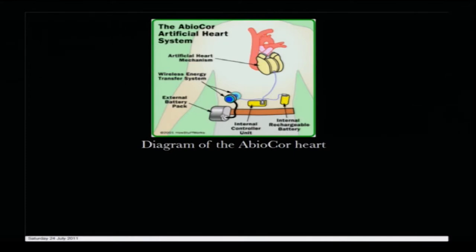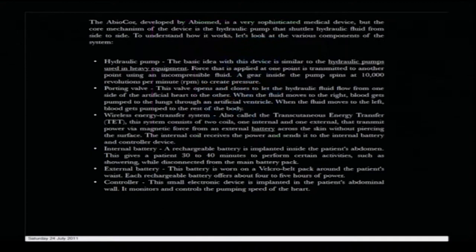There is an external battery pack outside your body. This is under the extreme situation, where your heart is not functioning. It has internal rechargeable batteries, an internal control unit, and wireless energy transfer systems, where you can see an artificial heart mechanism. This is where it is functioning. Just like those four chambers are functioning, you have exactly the same module in the artificial heart.